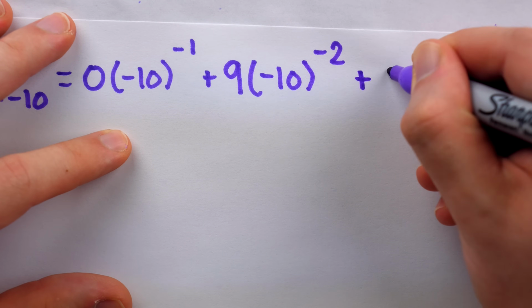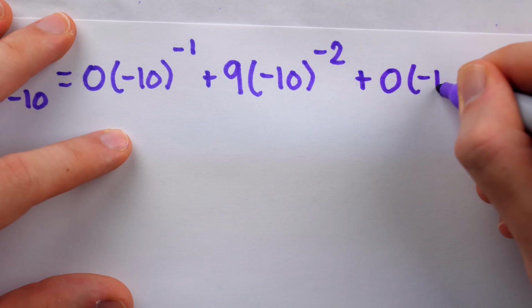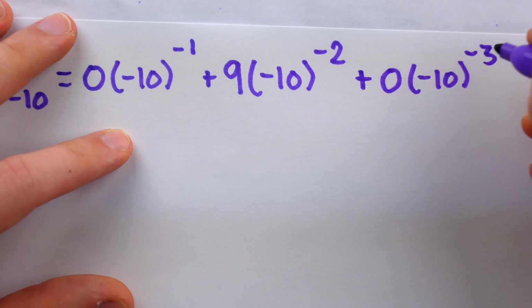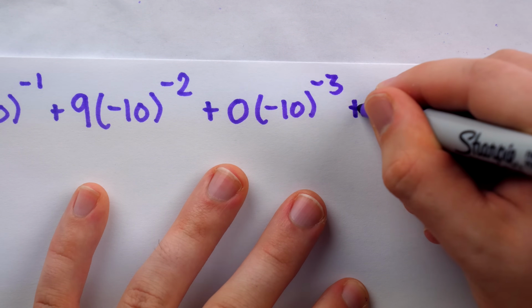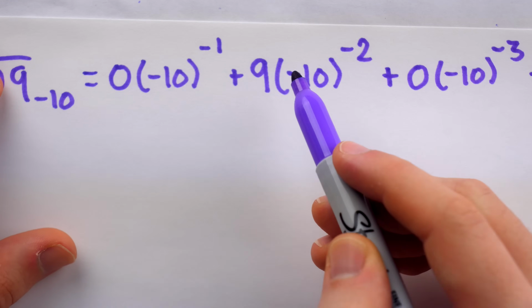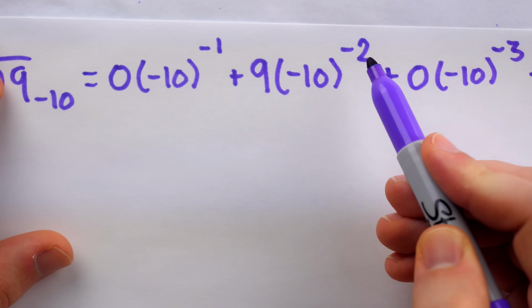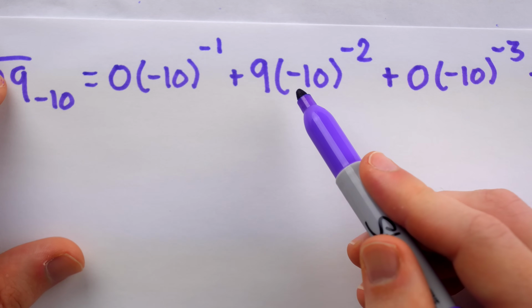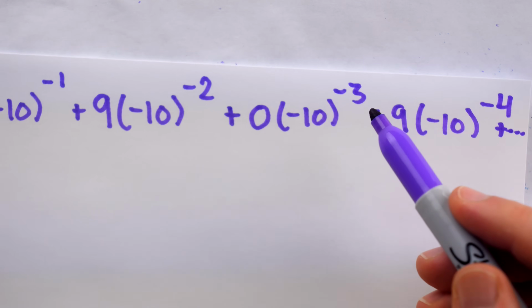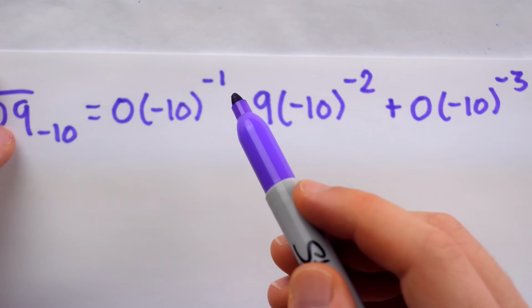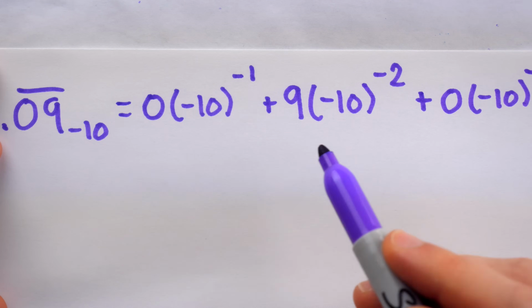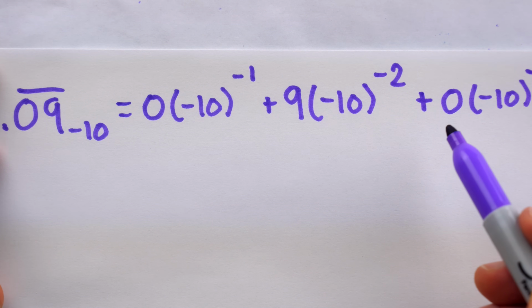So next we would have 0 copies of negative 10 to the power of negative 3, and then 9 copies of negative 10 to the power of negative 4. This goes on forever, and what you can see is that we have 9 copies of the even negative powers of negative 10. Negative 10 to the negative 2, negative 10 to the negative 4, and so on. The odd powers are matched up with those zeros, so those will disappear from the sum.